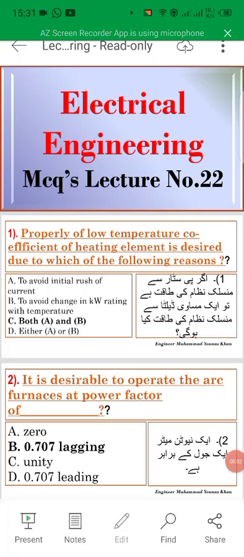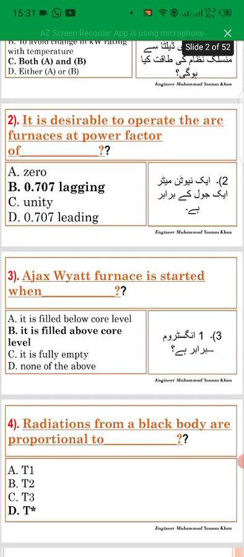Properly, a low temperature coefficient of heating element is desired due to which of the following reasons: to avoid initial rush of current, to avoid change in kilowatt rating with temperature. It is desirable to operate the arc furnaces at power factor of 0.707 lagging.